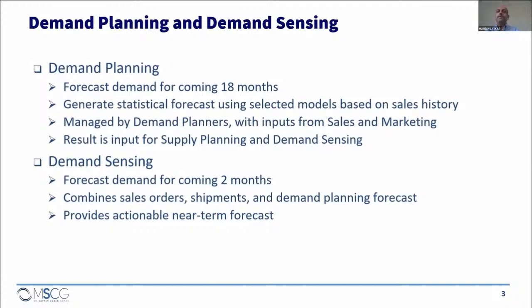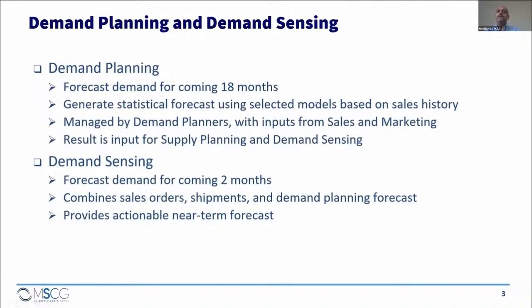Yeah, sure. Demand planning is typically a conventional method of generating statistical forecast based on the sales history or shipment history. And we can generate forecast for a long-term horizon, for 18 months to 24 months. And with a demand planner override or many other inputs like sales and marketing forecast or customer forecast, we can influence the demand planning output in terms of consensus forecast. That output can be used for supply planning, and also it can be used in demand sensing.